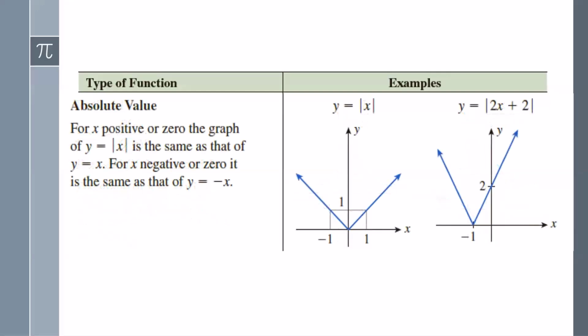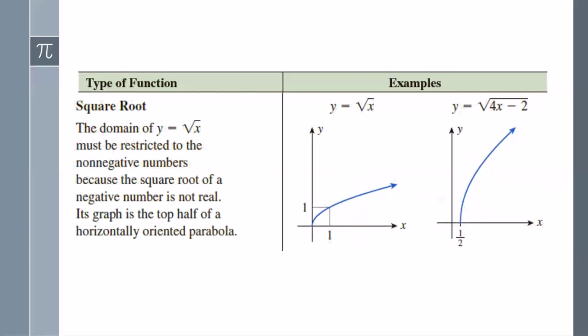Absolute value functions have a V shape. The vertex, or the lowest point, is the point of the V. The square root function sort of looks like a square root shape. Its domain is non-negative real numbers.